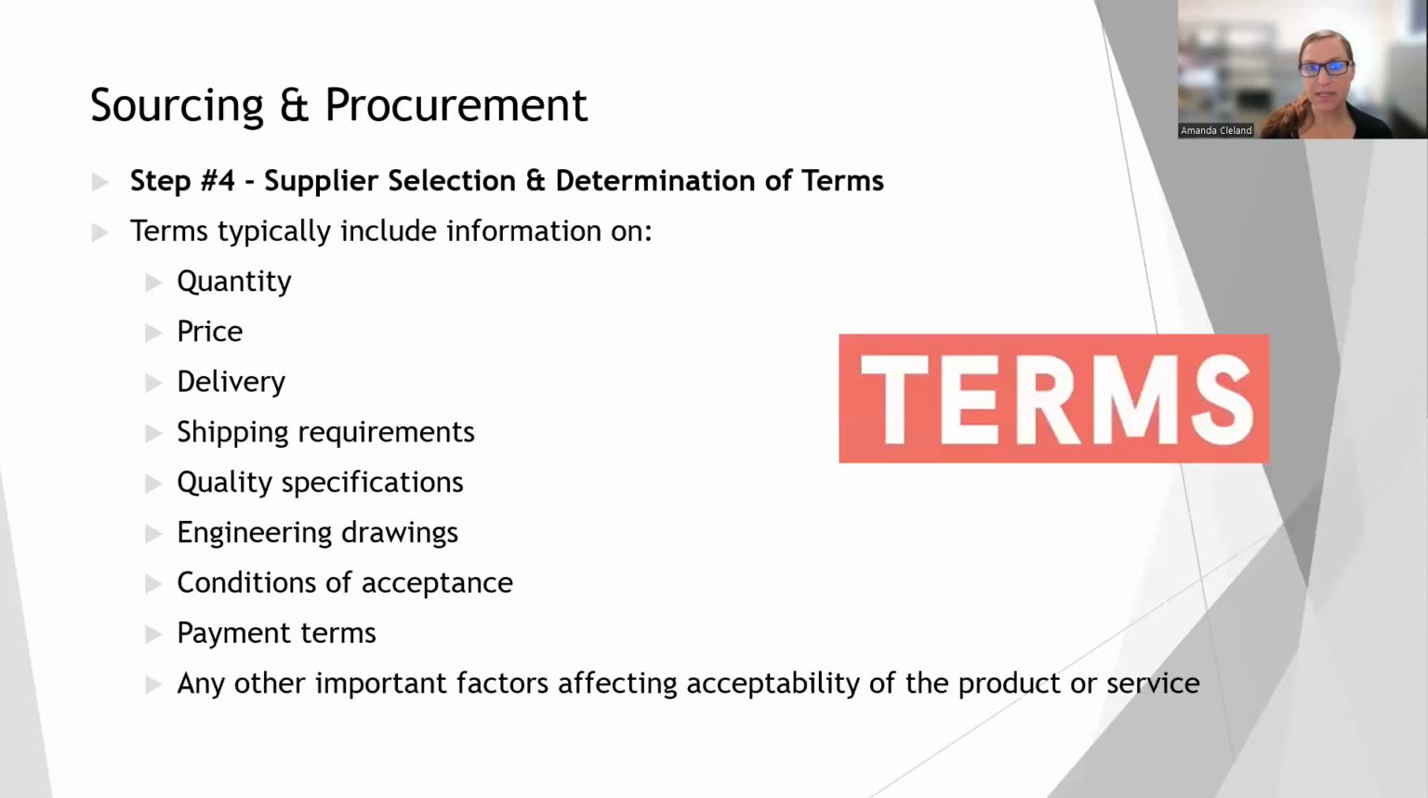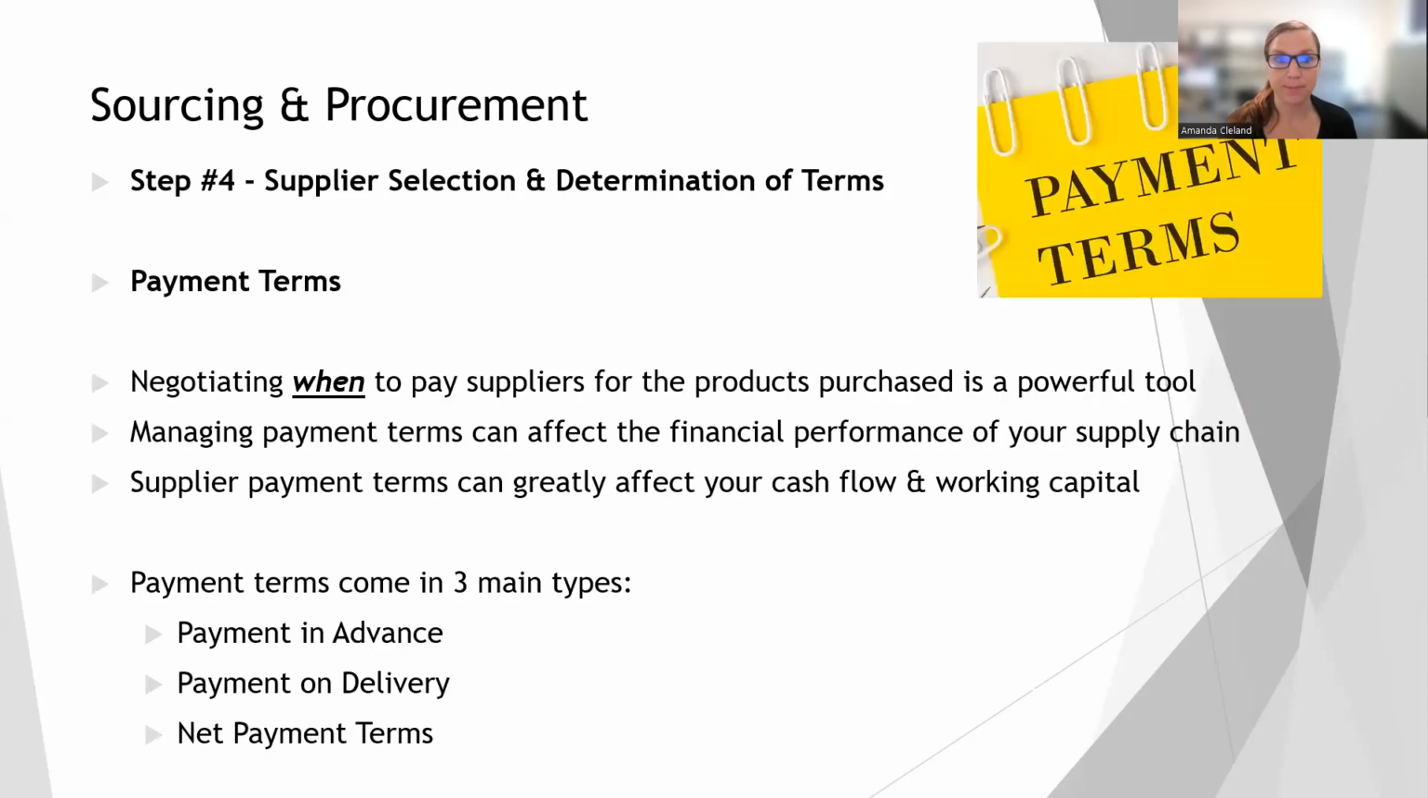So terms typically include information on the quantity, the price, delivery, shipping requirements, engineering drawings, conditions of acceptance, us saying, yes, this is a quality product, we accept it, the payment terms, and any other important factors that are going to affect the acceptability of the products or services. So this is a very important part of procurement, determining the right terms.